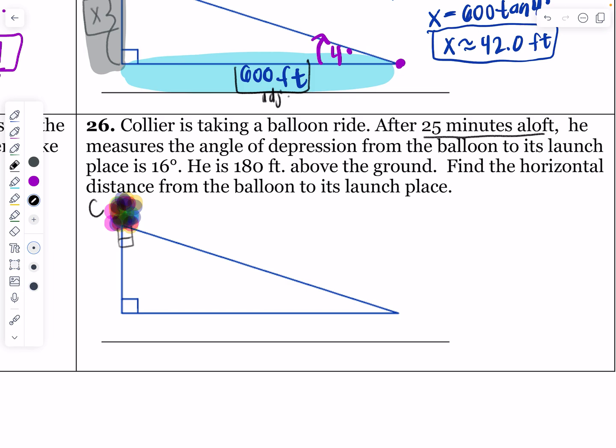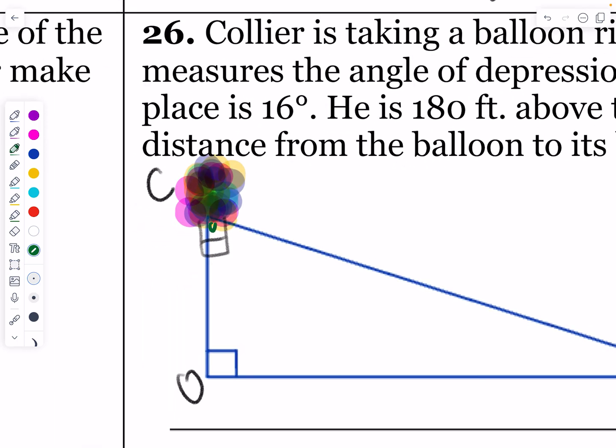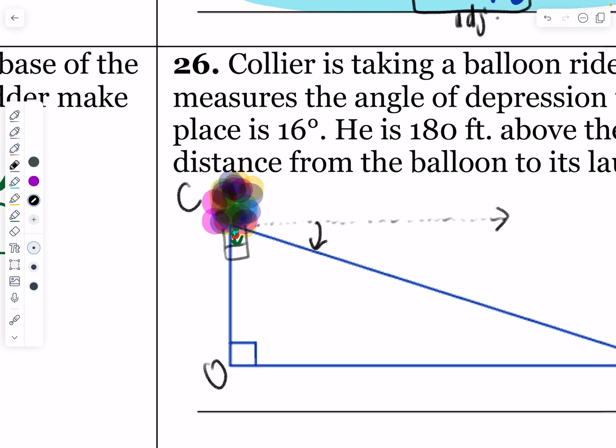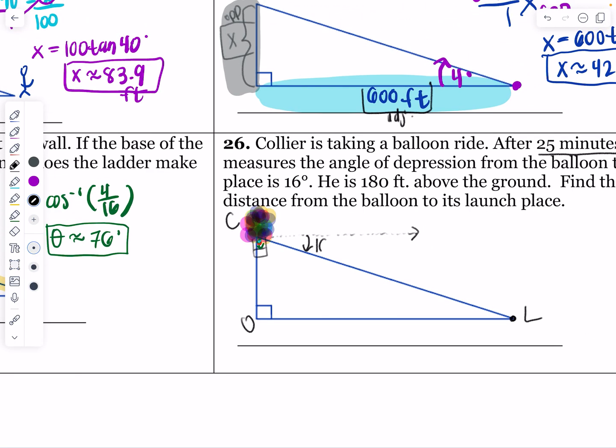So let's call this COL for Collier. Maybe L is the launch place. And it says that when he is on this ride, so here's Collier. He's having a great time, living his best life. Here's his eyes. He's smiling because he's having a great time. His angle of depression, looking out, his horizontal line, his line of sight, would be this value right here. This little line would be my angle of depression. Okay, he'd be having to look down. So that is 16 degrees.